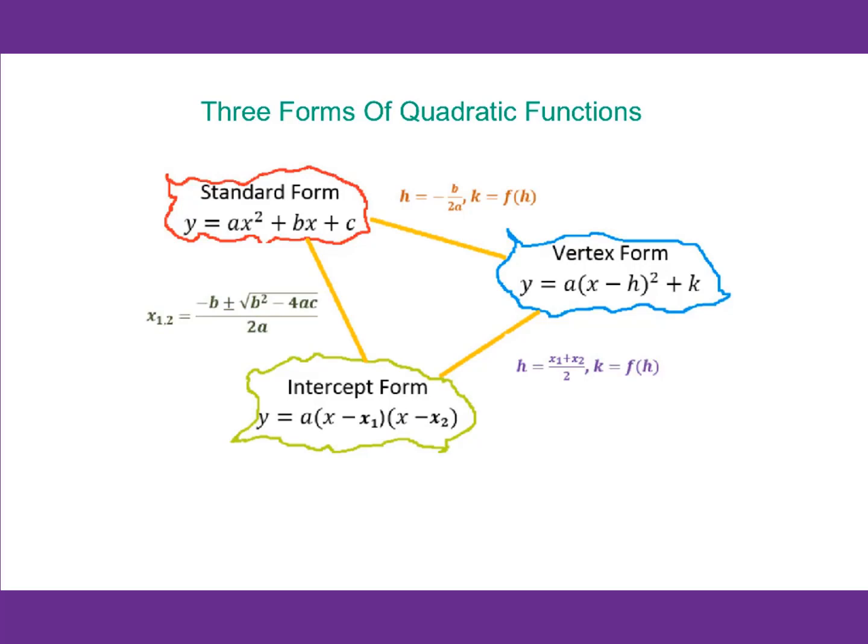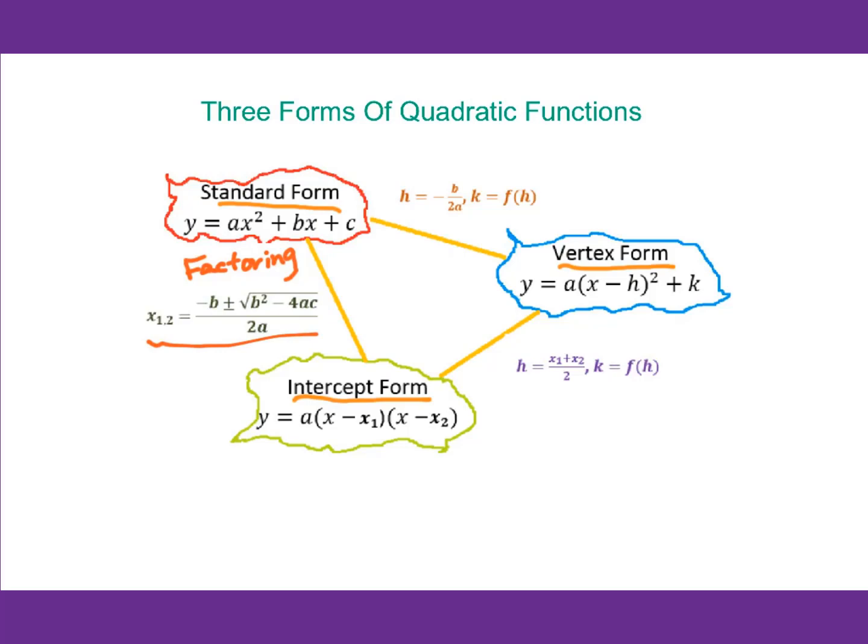Today's lesson is about three forms of quadratic functions. We have a standard form, intercept form, or you could say this is a factoring form, then vertex form. From standard form go to intercept form, you can just do factoring. If you cannot factor, then use the quadratic formula.